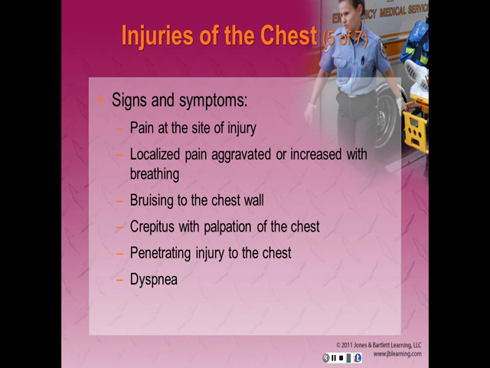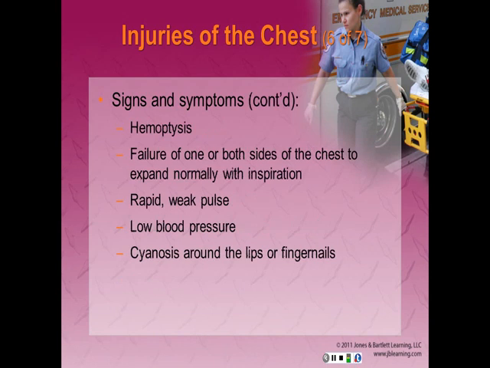Prompt, vigorous support of oxygenation and ventilation with prompt transport are required. Hemoptysis, or coughing up blood. This indicates damage to the lung or air passages. Failure of one or both sides of the chest to expand normally with inspiration. Rapid, weak pulses and low blood pressure. This is a principal sign of hypovolemic shock, and it can result from extensive bleeding of the lacerated structures within the chest cavity or an insufficient oxygenation of blood.